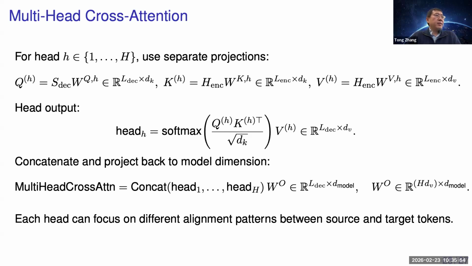So multi-head cross attention is you combine the cross attention heads, and then you apply an output matrix, so you get your current one. Again, in this case, each one you focus on a different alignment setting. So multi-head attention.